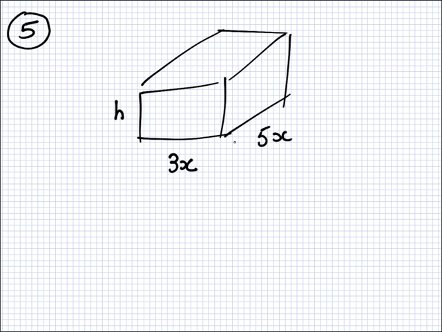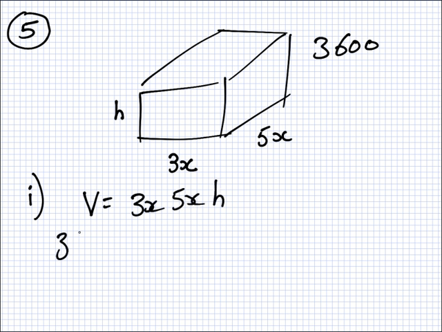Okay, and what did they say in the question? They give you the volume, do they? Yeah, 3,600 centimeters cubed. And then find H in terms of x. Okay, so what should we do first? Use the formula. Yeah, which one? The volume one. So volume equals 3x by 5x by h. So that means 3600 is 15x squared h.